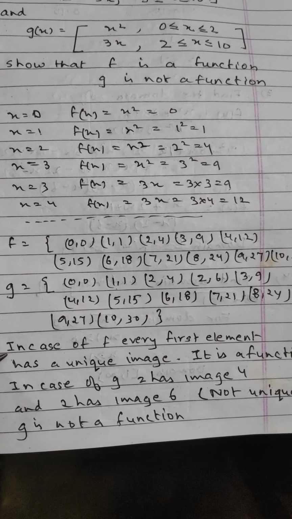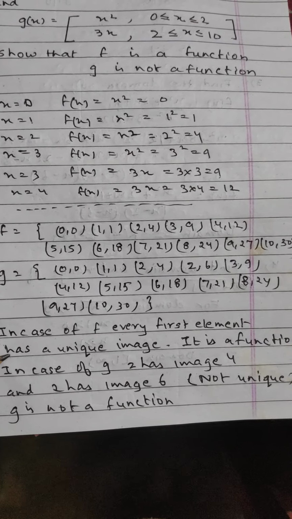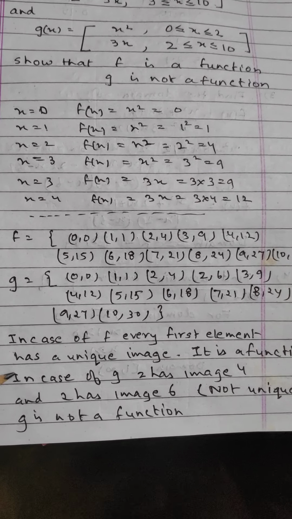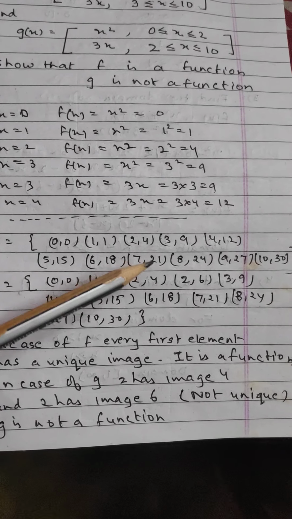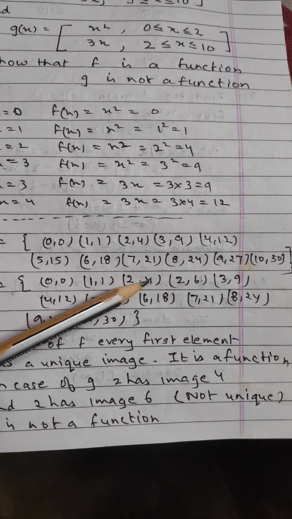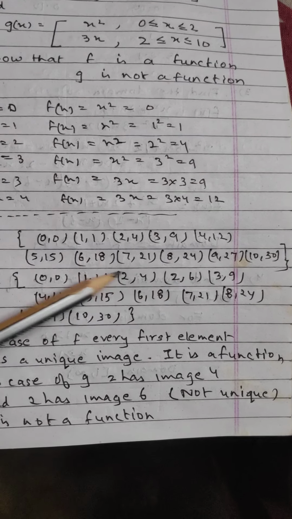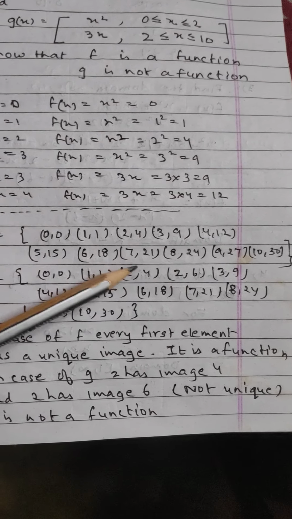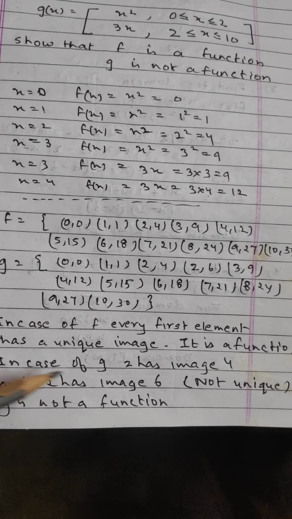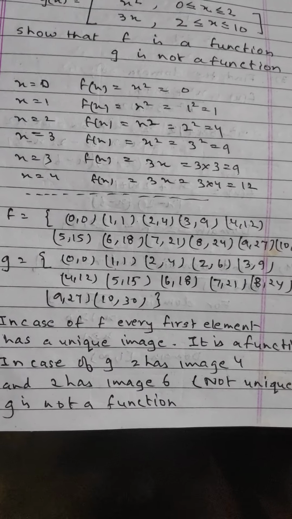So in case of f, everywhere the first element has a unique image, so it is a function. In case of g, if you see, the first element 2 is having image 4 and image 6. So 2 is having two different images. It is not unique. So 2 has image 4, 2 has image 6, not unique. So g is not a function.